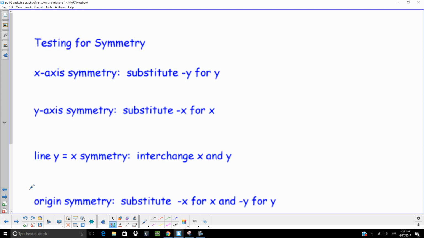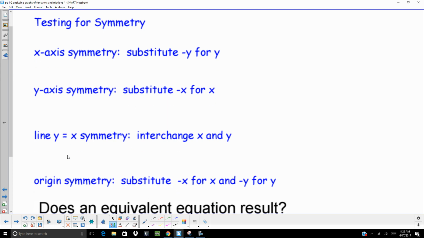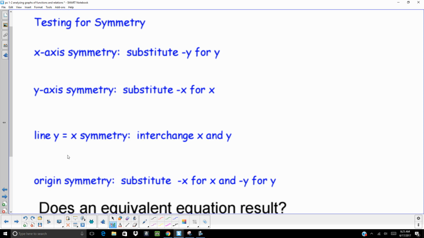All right, symmetry. Symmetry is, do both sides equal each other? So testing for symmetry, you'll want to have these down in your notes and be familiar with them. If something is symmetrical on the x-axis, that means if I folded it along the x-axis, both sides would equal the same. You're going to substitute -y for y. If I wanted to test for symmetry in the y-axis, substitute -x for x.